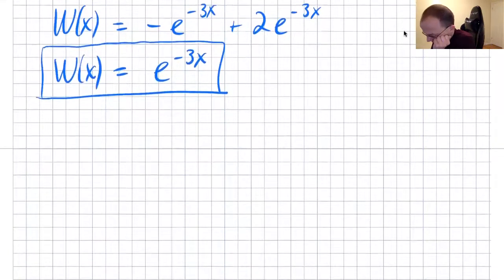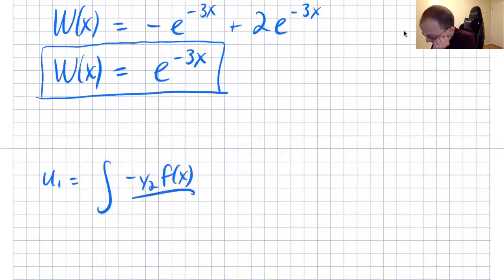So what were the formulas? So u1 was the integral. I think it was, see now I can't remember. I know it was minus, I was trying to think of the Wronskian formula. Y2, yeah, Y2 f of x divided by the Wronskian.